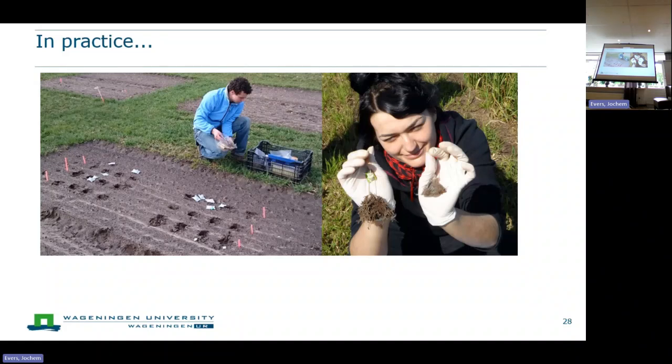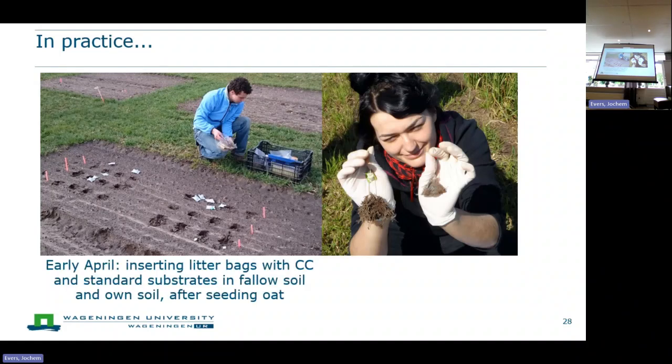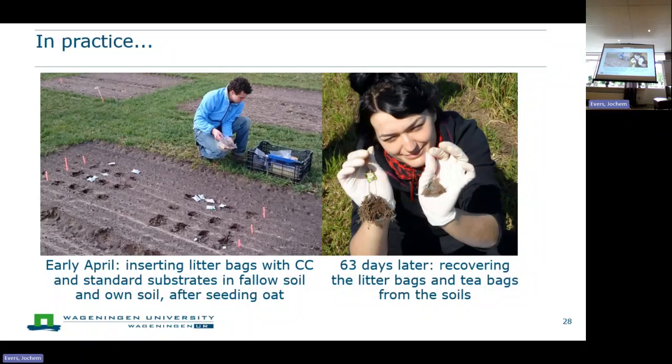The idea is that the mesh is quite fine, which would let fungi and bacteria enter, but some fine roots get in there as well. And that's not part of the litter anymore, right? Okay, yeah, early April, they were all going in, and 63 days later, we got them out again.